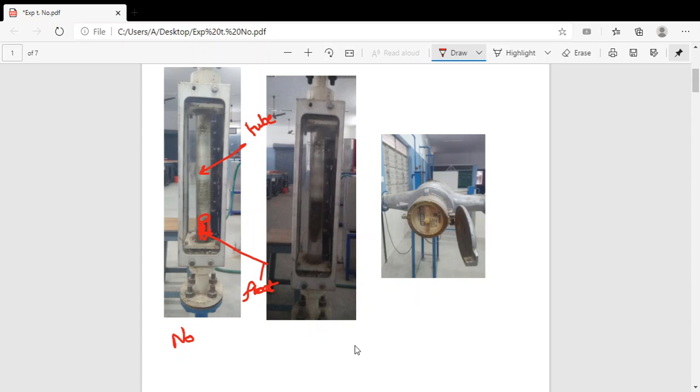When no flow of water takes place, the float is at the bottom position, and if the water is flowing through the rotameter, the float gets lifted up. See in the second figure, you can see that the float has risen up due to the flow of water from the bottom. So this is also a flow meter. In this you can read the quantities inside this window.